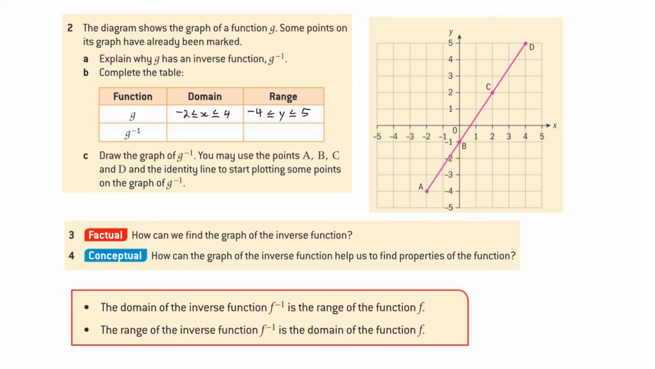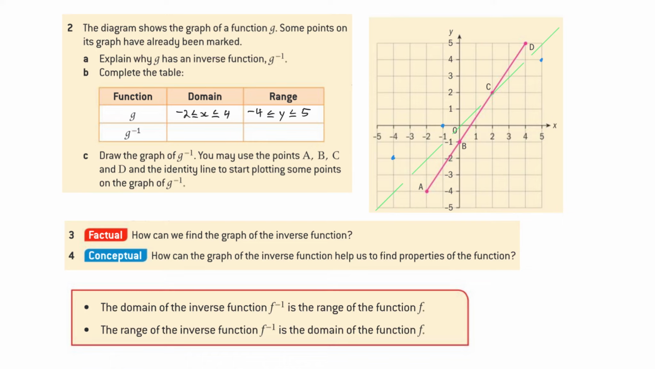Now it says complete the table, so we need to fill this in, but for some reason we can't actually see that graph yet. It says draw the graph of the inverse of g. You may use those points and the identity line. Well, we'll do that first. We'll put the identity line down. Okay, so I've drawn the identity line, which is the y equals x axis, and all I need now is to transpose these points. Might as well do the extremities here, so why don't we do that? Okay, so I've transposed the points.